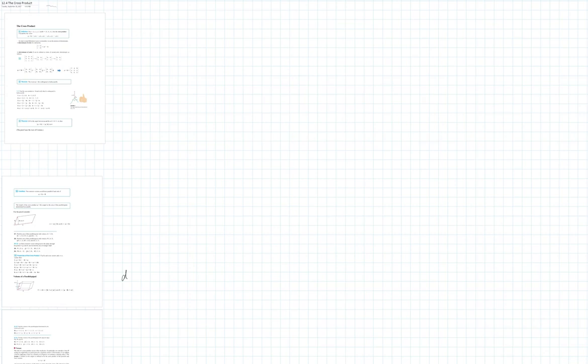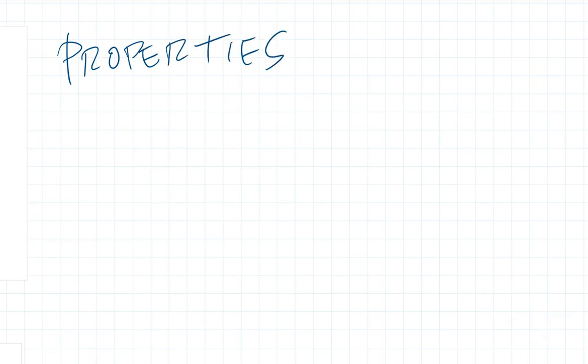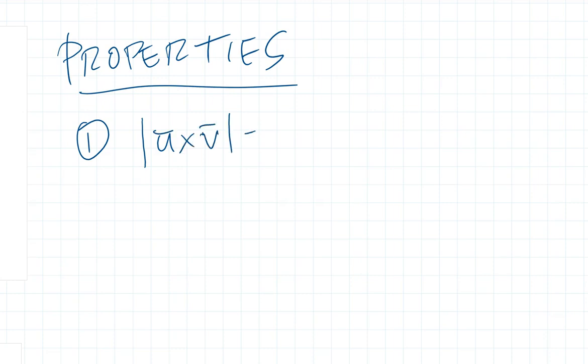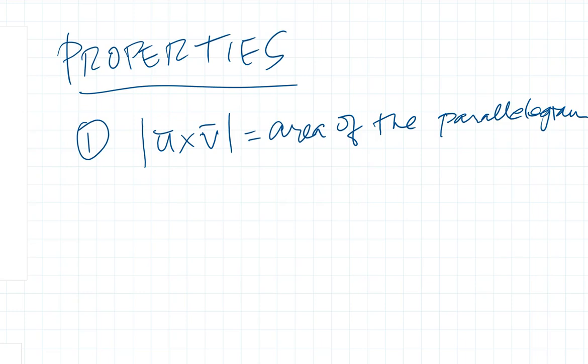So now let's talk about properties of cross products. The first property I want to talk about is probably the most important one. If you take the cross product, let me use u and v, the cross product of u and v, and you take its length, this is equal to the area of the parallelogram that u and v make. In other words, formed by u and v.